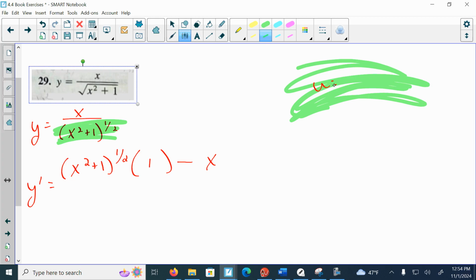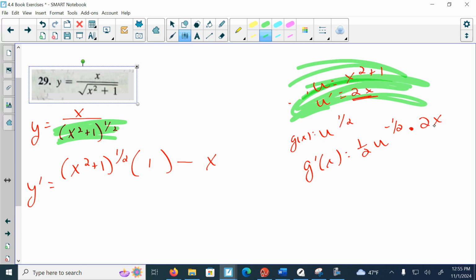So my u is equal to x squared plus 1. So the derivative of u is going to be 2x. Then that is u raised to the 1/2 power. Taking the derivative of something raised to the 1/2 power, it's going to be 1/2 u to the negative 1/2 power. And then I'm going to multiply it by the derivative of u, which is 2x. And then the 1/2 times 2 will just be 1. So this will end up being x over x squared plus 1 to the 1/2 power.